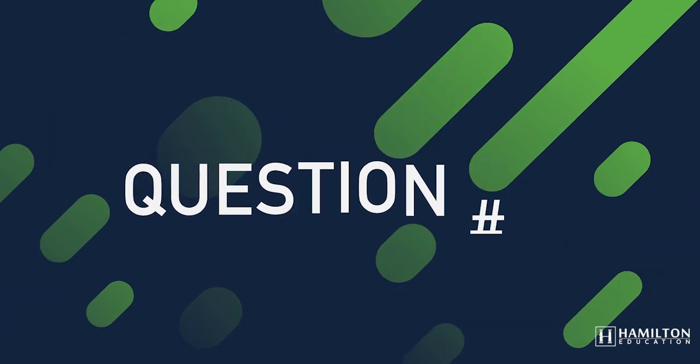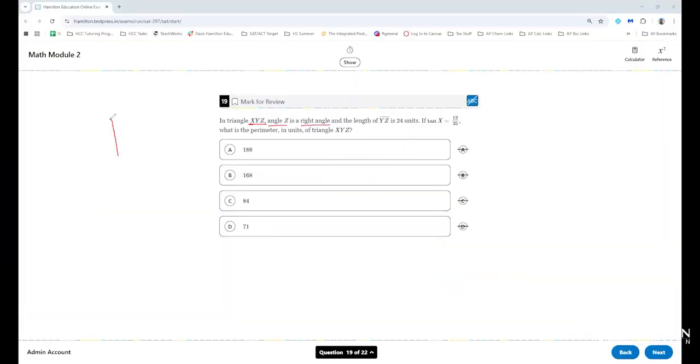Question 19. In triangle XYZ, angle Z is the right angle. So let's draw a triangle. This is Z, a right angle. Length of YZ is 24. I'm going to call this Y, 24. All right, if tan of X, so X has to be here, that's 12 over 35. Okay, so then 12 over 35 must equal 24 over the adjacent side, or XZ. So then that means that XZ should be 35 times 2, or 70.